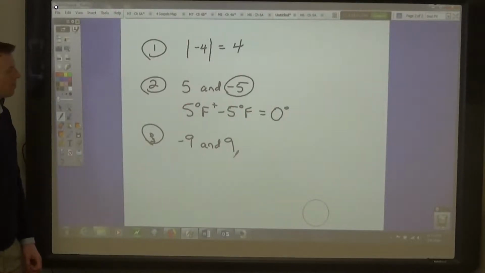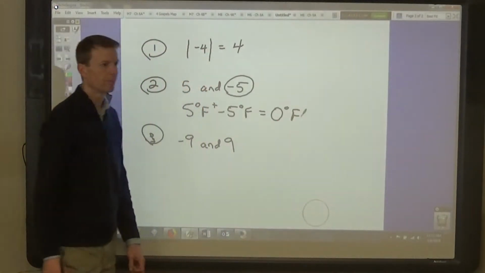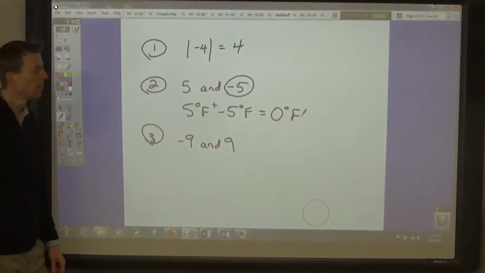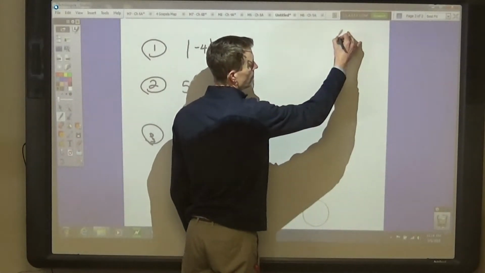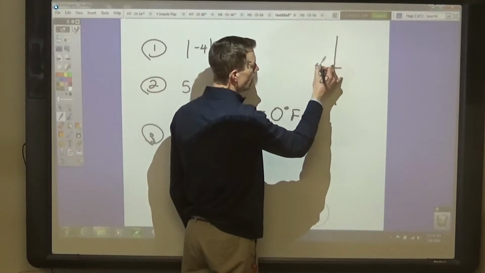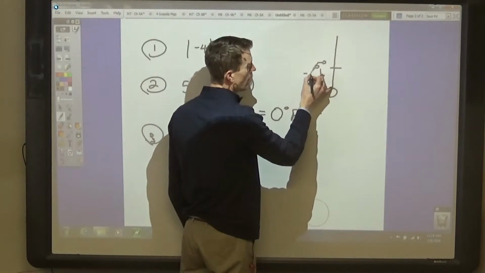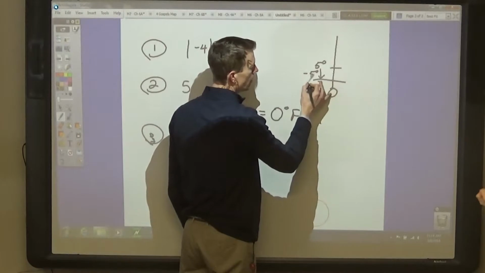If we have 5 degrees, positive, and we go down by 5, we get 0 degrees, not negative. Yep, you get to 0 degrees Fahrenheit. Okay? It would look like this on the temperature gauge. 5 degrees, and then it went down 5 degrees, to 0 degrees.